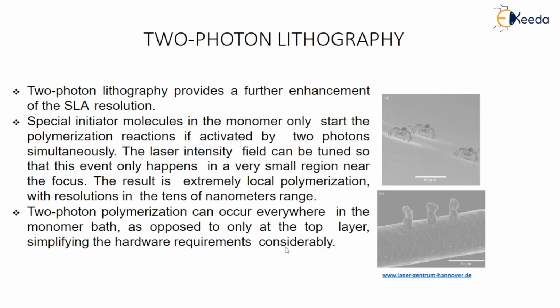Two photon polymerization can occur everywhere in the monomer bath, as opposed to only at a top layer, which simplifies the hardware requirements considerably. So in two photon lithography there are two beams which are created to develop the 3D printed part at a macro scale or nano scale.